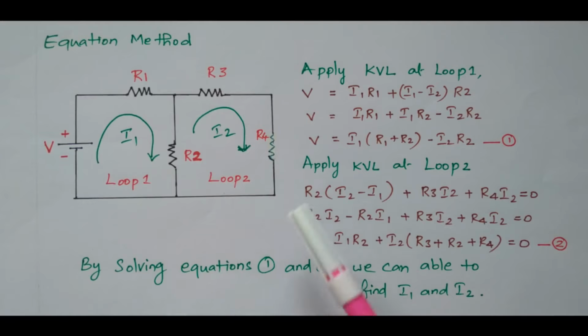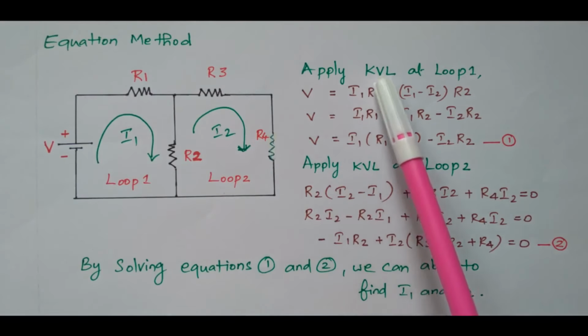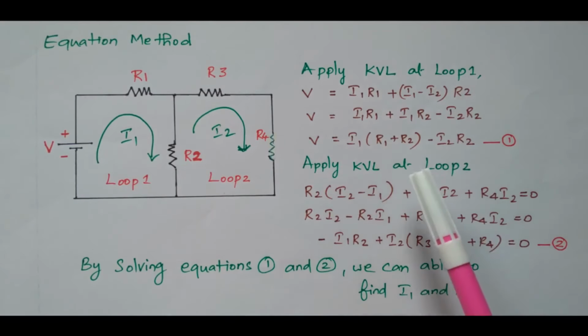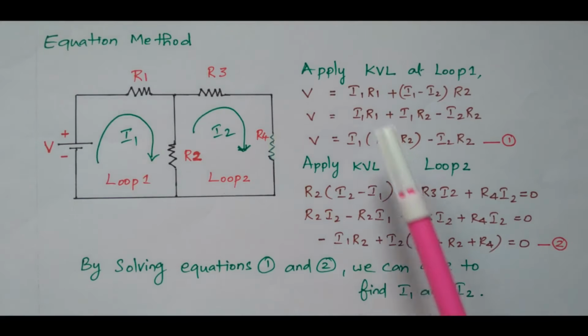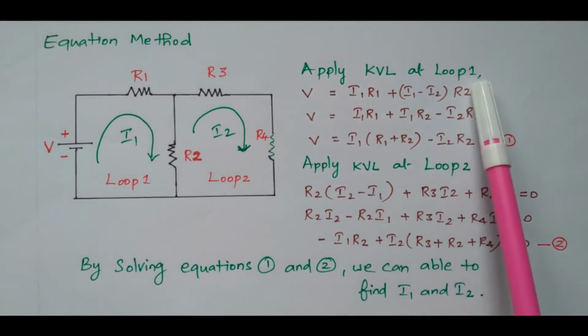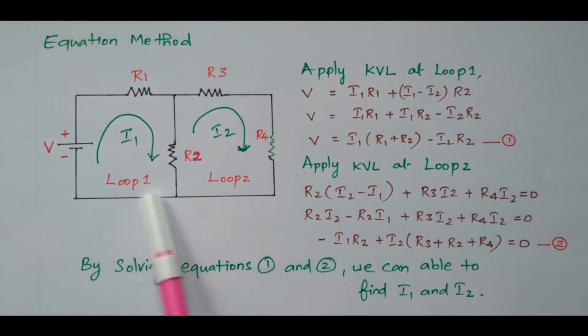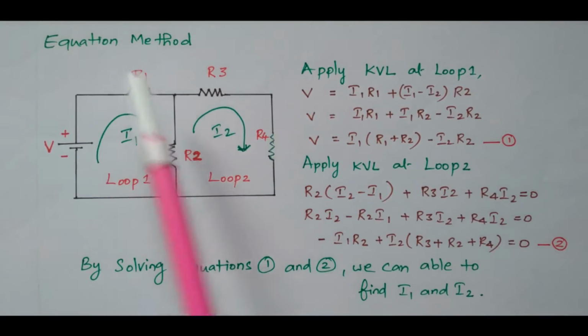Now we will apply KVL, Kirchhoff's voltage law, to loop 1. The explanation of Kirchhoff's voltage law and current law is given in a separate video. The link is available in the description box. You can see what Kirchhoff's voltage law and Kirchhoff's current law are. Now we are going to apply Kirchhoff's voltage law to loop 1. What is loop 1? This is loop 1. So this is the equation method. We need to frame the equation.